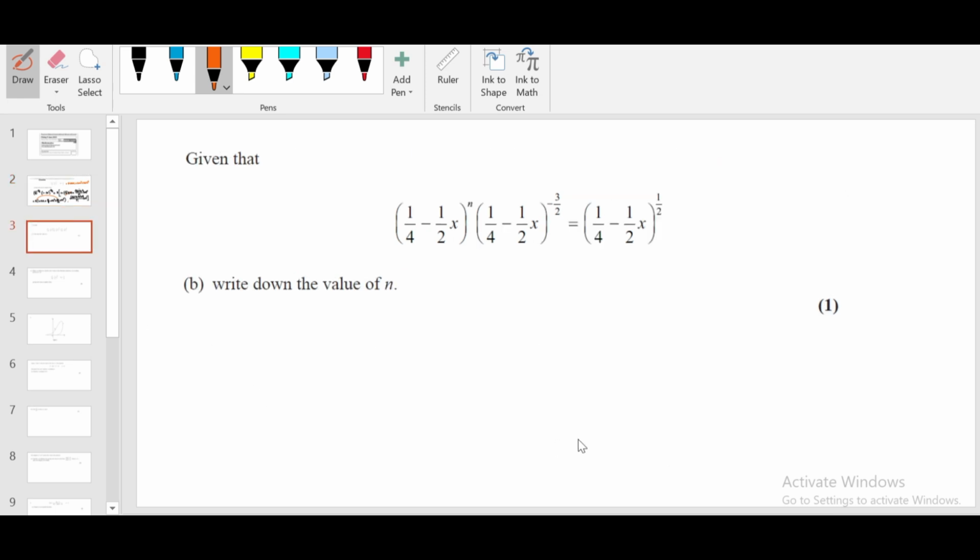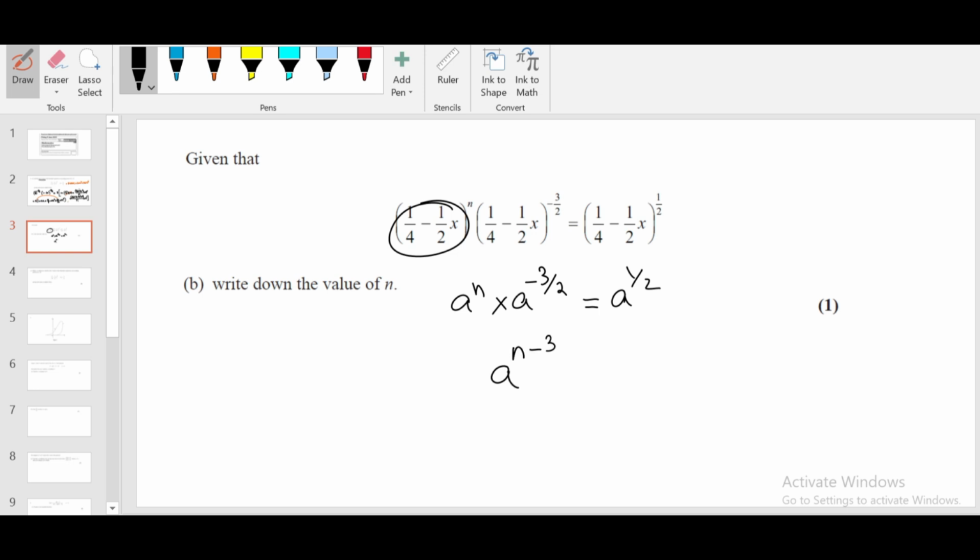Let's move on to part B. Given that this is equal to this, write the value of n. It's very simple actually. Take this as a. You have a power n times a power negative 3 over 2 is a power half. Here you have a power n minus 3 over 2, by applying laws of indices. The bases are the same, so you equate the powers: n minus 3 over 2 is equal to 1 over 2. So n is 1 over 2 plus 3 over 2, which is just 2. That's it. Just a 1 mark question.